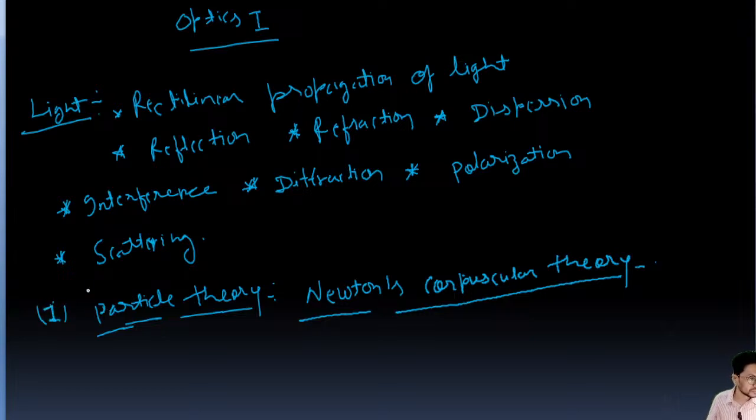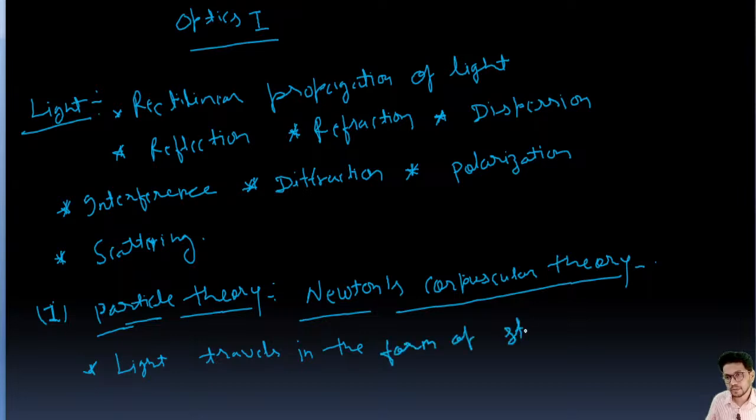In it, light travels in the form of a stream of particles. Light travels in the form of a stream of particles. So light is a stream of particles. That is what is said in Newton's corpuscular theory.